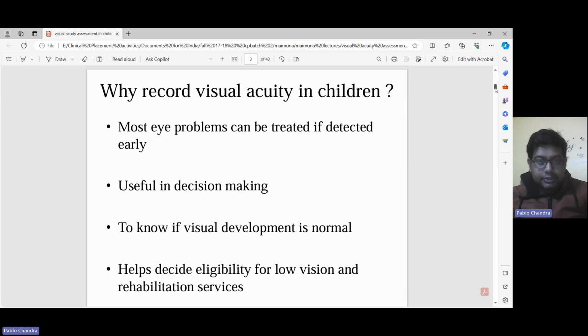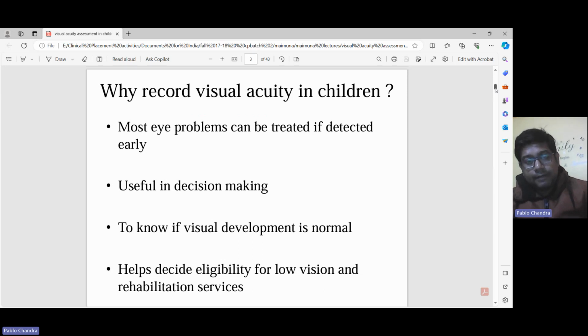The most important reason for taking visual acuity is that it is useful in decision making, because very small children cannot say whether they have a problem in their eyes or not. If there is a problem and we evaluate the eyes properly, then we can detect the problem early. If we detect the problem, we can start the treatment early, and the chance of a good prognosis is very high. If the problem is solved, there will be no permanent damage.